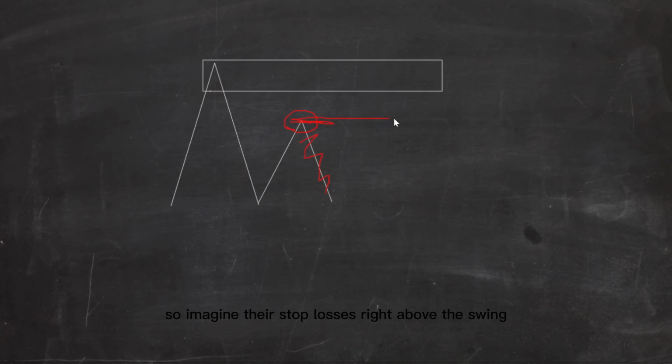So imagine their stop losses right above the swing, because as price continued lower, as we know in the lower time frames, price is not moving in a straight line. Price is moving in structure basis. So either a supply and demand structure, or it could move in a support and resistance structure. Either way, they're retail traders entering this trade as price is dropping.